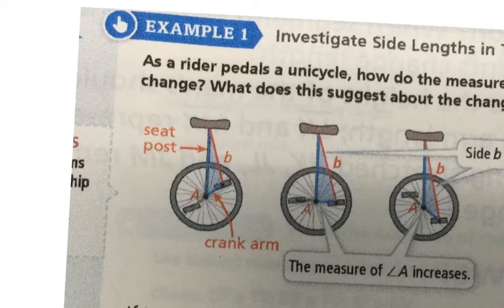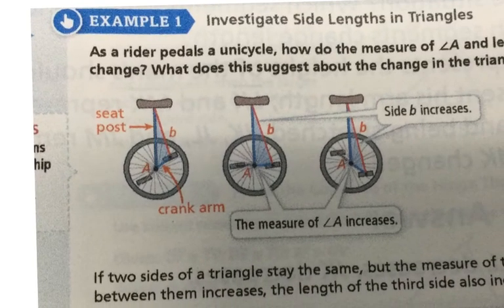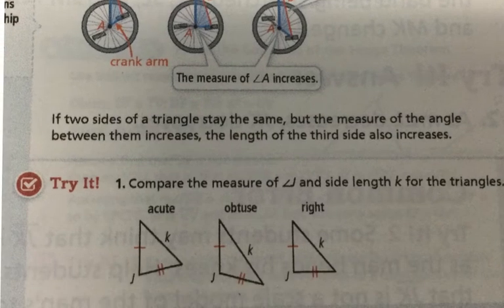Now what we notice is the seat post, which is the blue line, is the same. It never changes. And the crank arm, which is what goes from the center of the tire to the pedal, it never changes, right? The only things that are changing are the angle between the seat post and the crank arm and the length of side B. So what's happening? Well, as the angle A is increasing, the length of side B is also increasing. So that is what we're going to be investigating and working on during the lesson today.